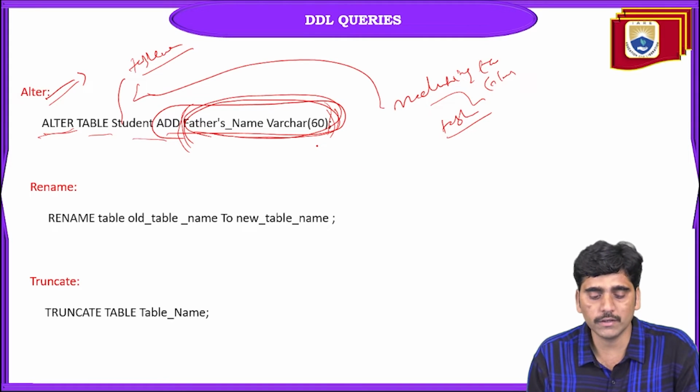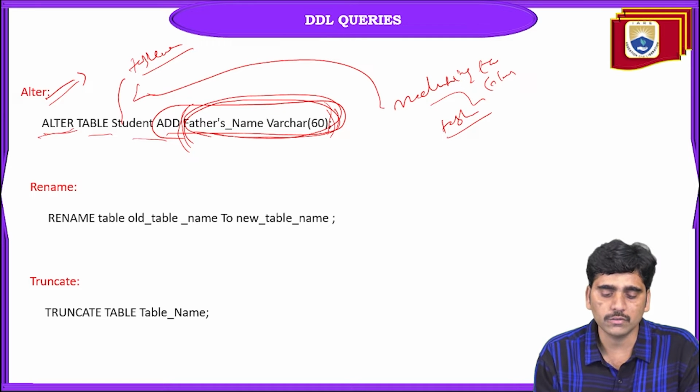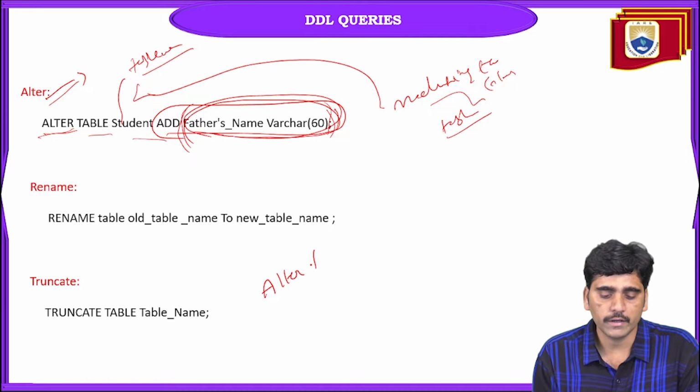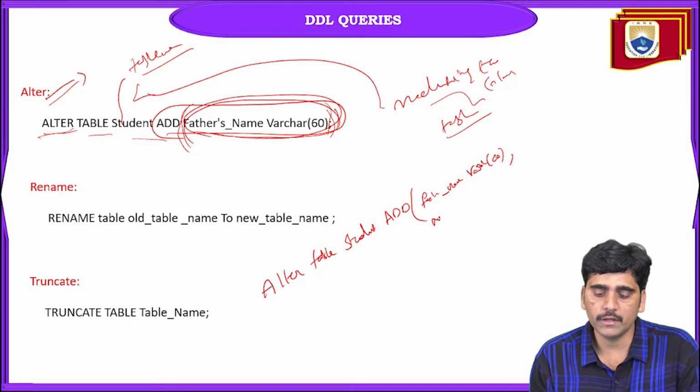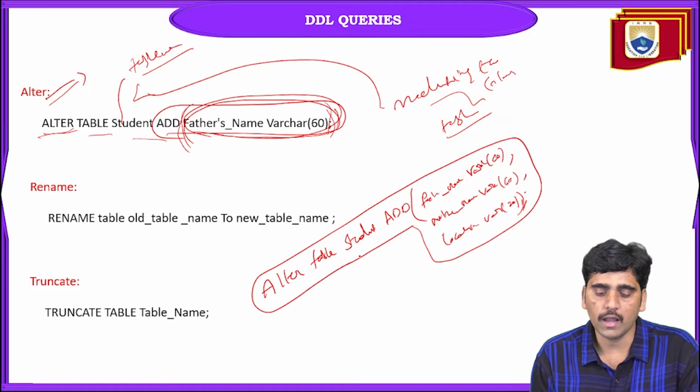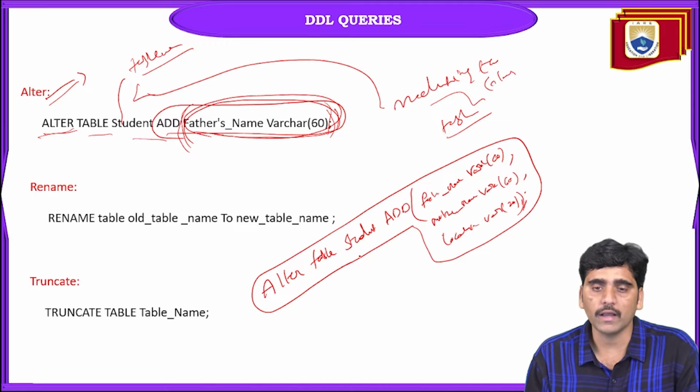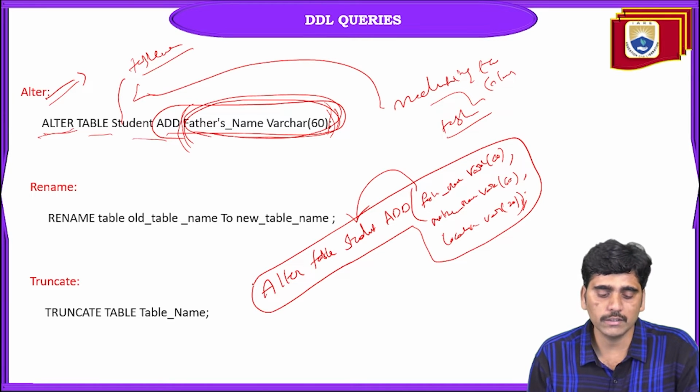Like the way you specify this column, you can add multiple columns also. So alter table, table name is what? Student. Add father's underscore name varchar of 60, comma, mother's name varchar of 60, comma, location varchar of 20. Like this you can add multiple columns to the table by using the alter command.